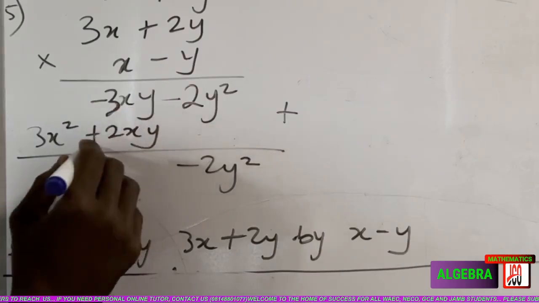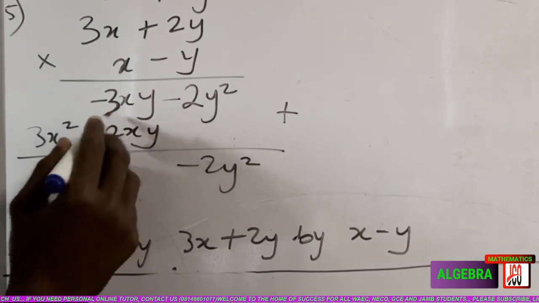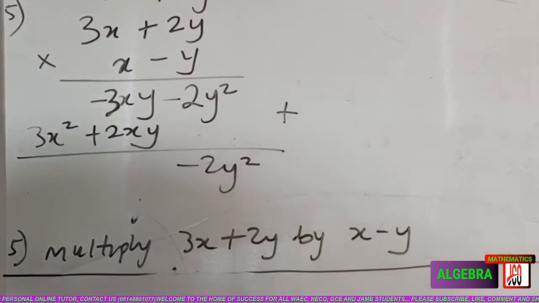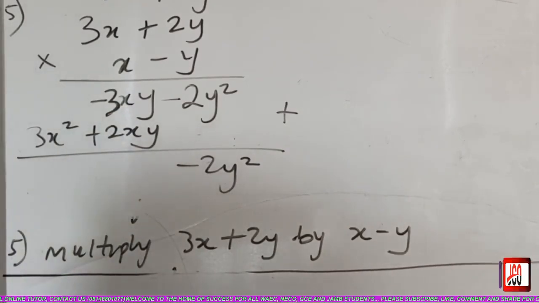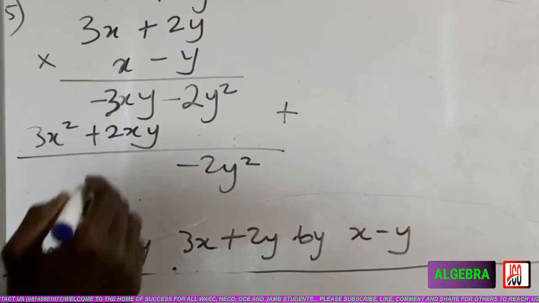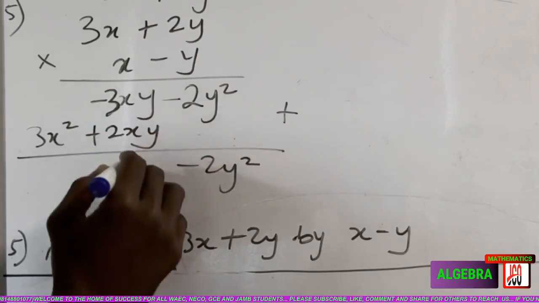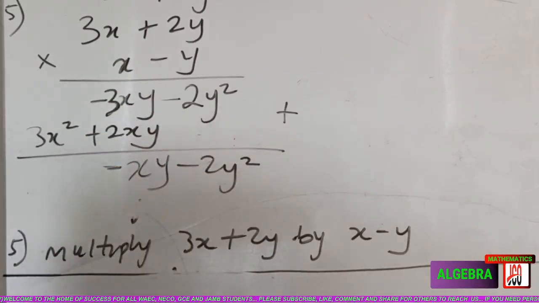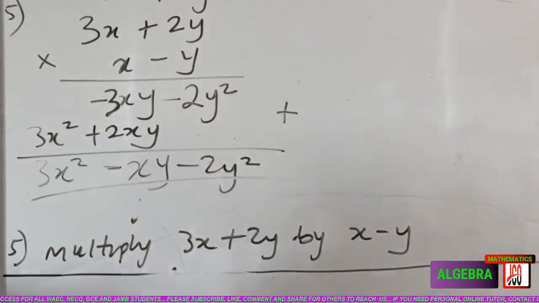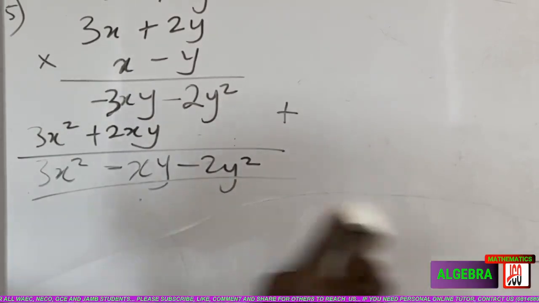Minus 3xy plus 2xy. Minus 3 plus 2. You are owing 3 and you have 2. You only have 2. 2 is smaller than what you are owing. So you still be owing 1. So minus the like term xy. And then we have 3x square. Now this is your answer for this question.